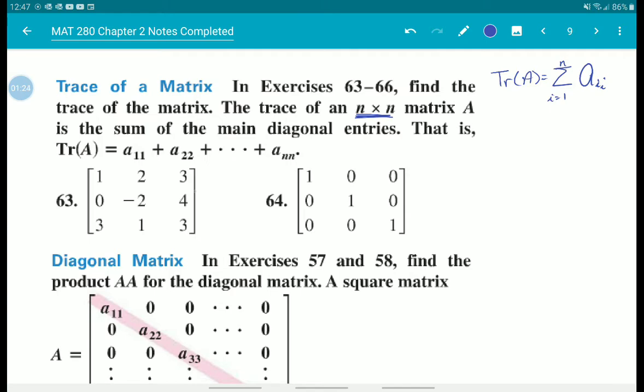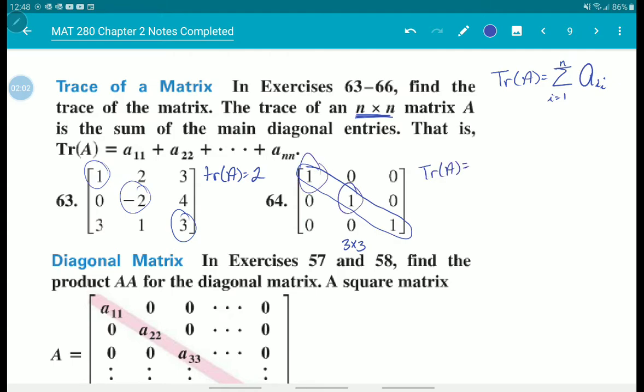So the trace is pretty easy to deal with. If we're looking at 63, the trace is really just going to be the sum of these three numbers. If I were to add them together, 1 minus 2 plus 3 ends up being 2. So we would say that the trace of A is 2. In 64, this is an identity matrix. It's a square 3 by 3. And notice we have zeros everywhere except that main diagonal. So if we were to find the trace for this one, all we're going to do is add those elements down that main diagonal, and we're going to get the trace as 3.